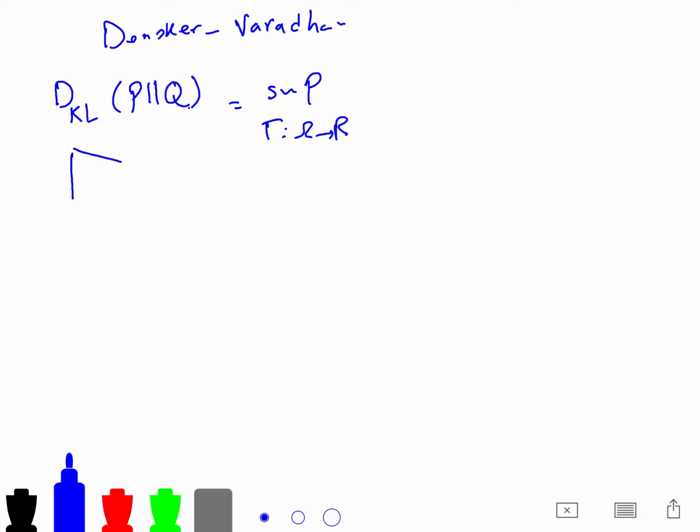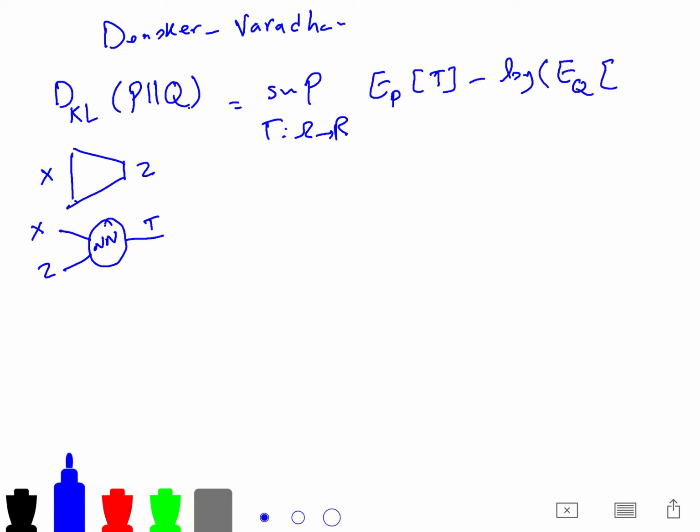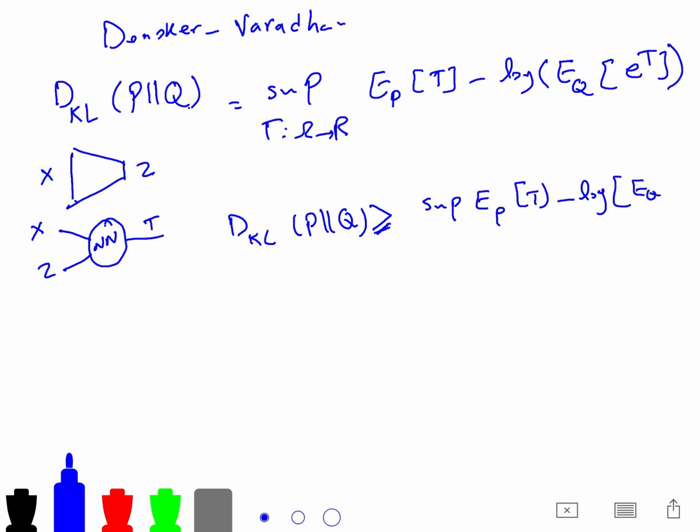And what is T? I told you we have an encoder, we have X, we have Z. We can think about it as a black box that has input X, input Z, and outputs T. So your neural network is here. Depending on X and Z, you have a T. It is the supremum of the expectation under P of T minus log of the expectation with respect to Q of e to the T. So using this, you can calculate the KL divergence between P and Q, and this is a good lower bound: the KL divergence is at least the supremum of E_P of T minus log of E_Q of e to the T.